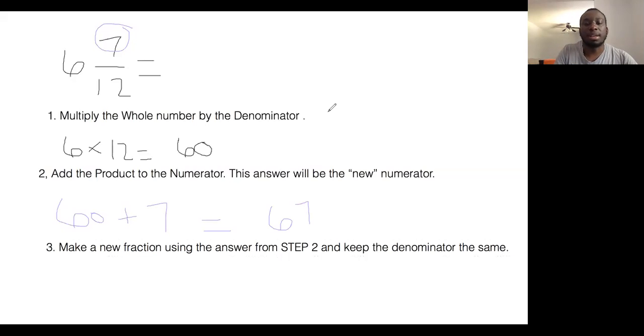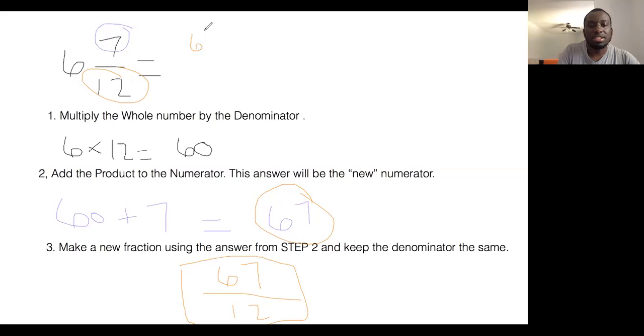So my answer for step 2 is 67. 67 is now my new numerator, like it says in step 2. I'm going to keep my denominator the same, which is 12. So my answer is 67 twelfths. And there we go. Awesome. I'm going to clear all of this out.